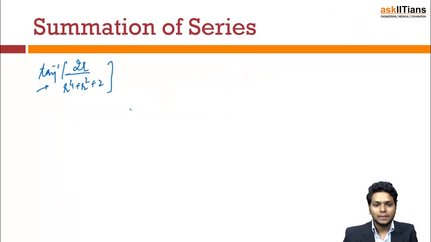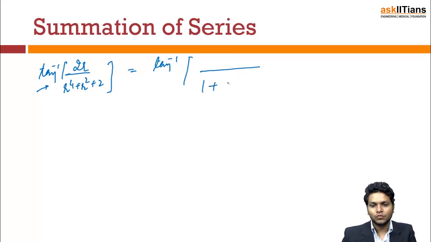So let's see. I'm trying to write it out so that in the denominator I need something like 1 plus, right? That is my requirement. So if 1 plus is there, can I say that this will be nothing but r to the power 4 plus r square plus 1, and in the numerator I have 2r. So can I do something now?